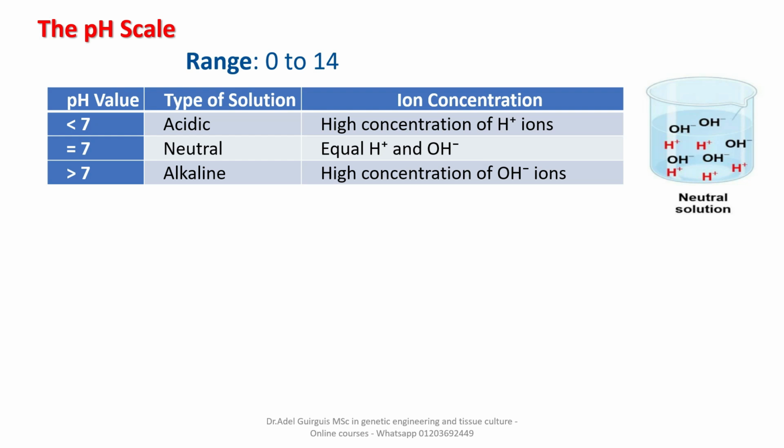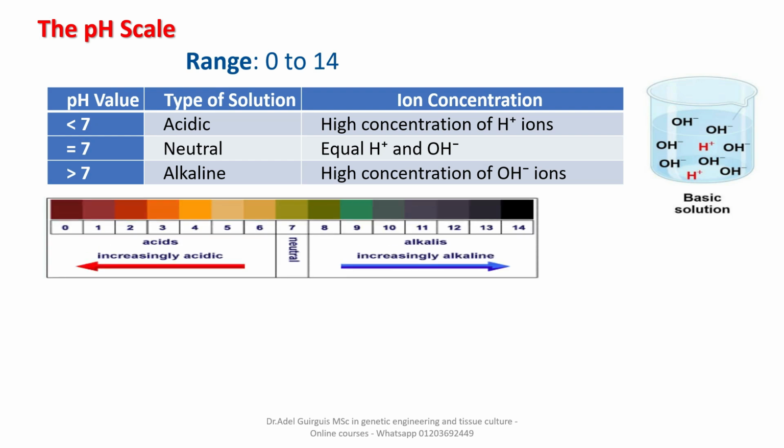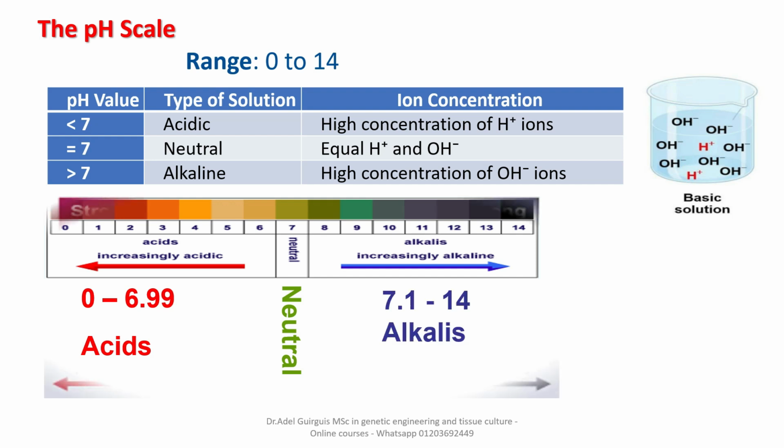If the beaker contains a solution with a pH value greater than 7, what does it mean? It means it's an alkaline solution, and it contains a high concentration of OH minus. Look at the scale, from 0 up to 14. From 0 up to 6.99, it means acidic solutions. Exactly 7 is neutral, while from 7.1 up to 14 means alkaline solutions.